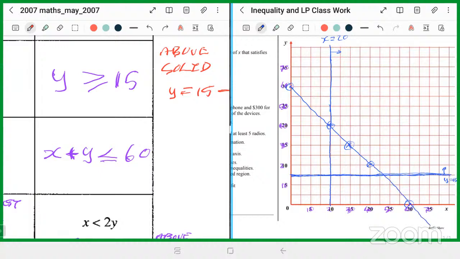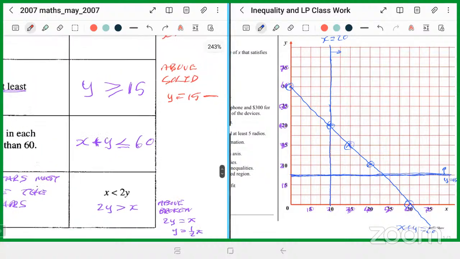That's x plus y equals 60. Label the line with the equal sign: x plus y equals 60. And I want below that line. This one was below, because y is positive, less than means below.